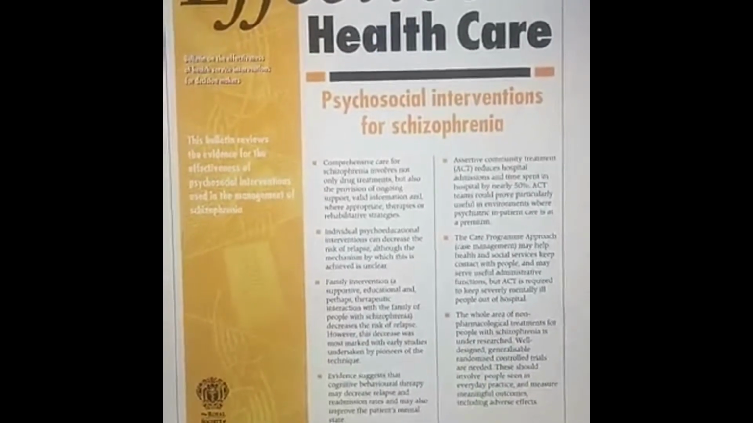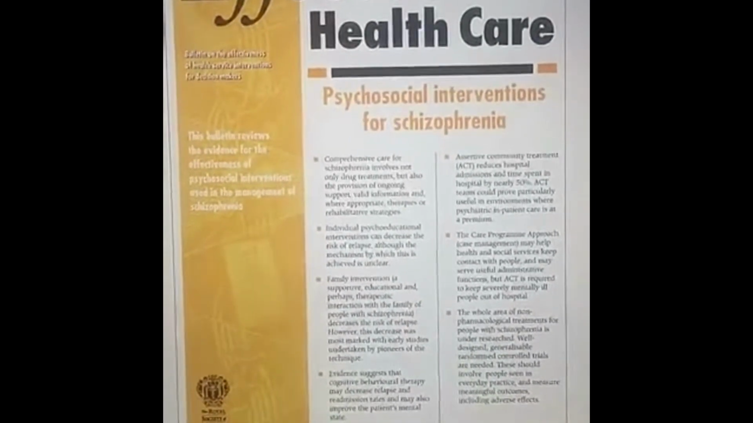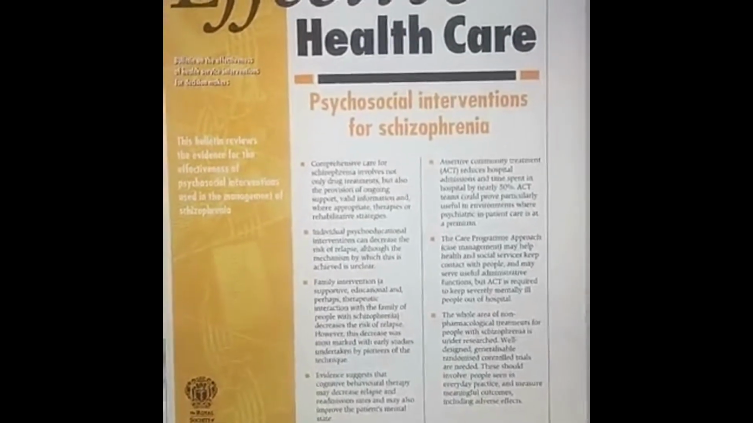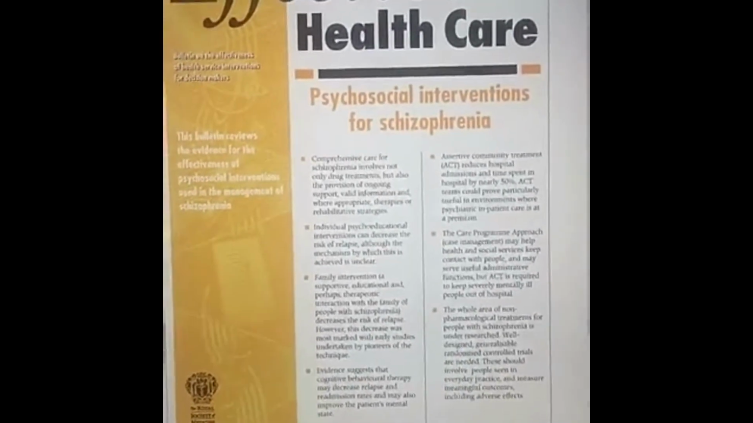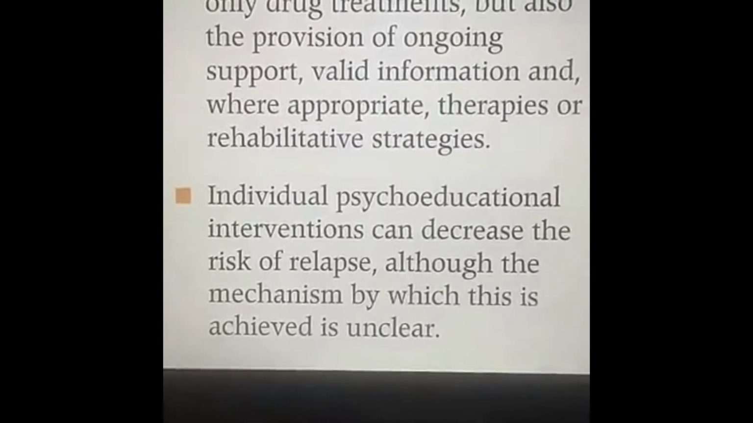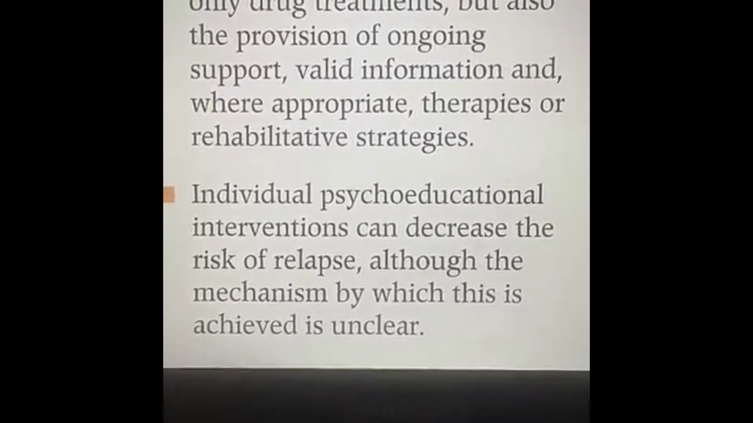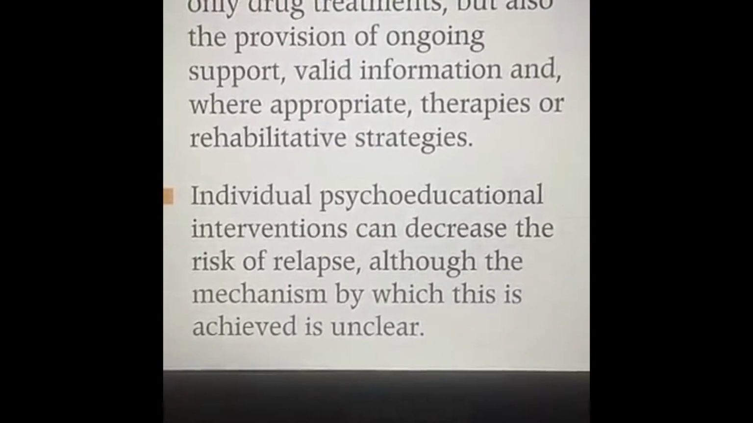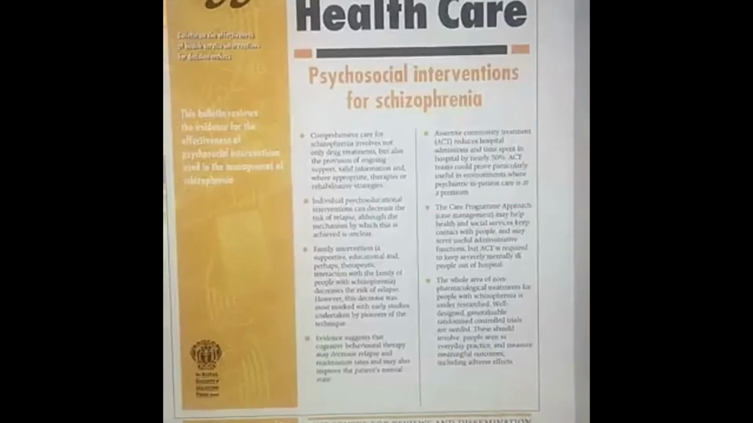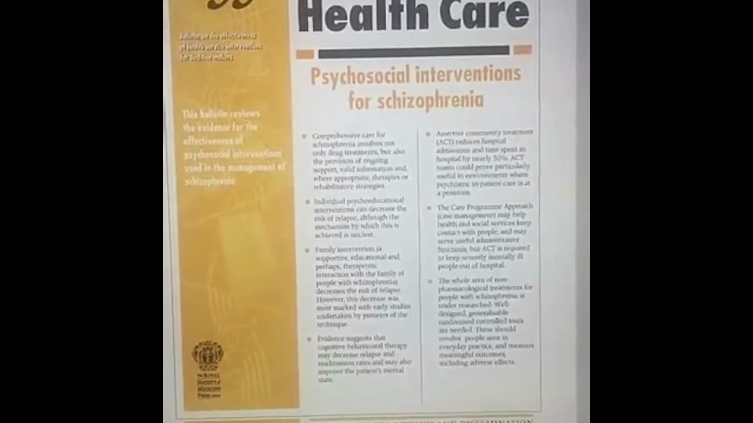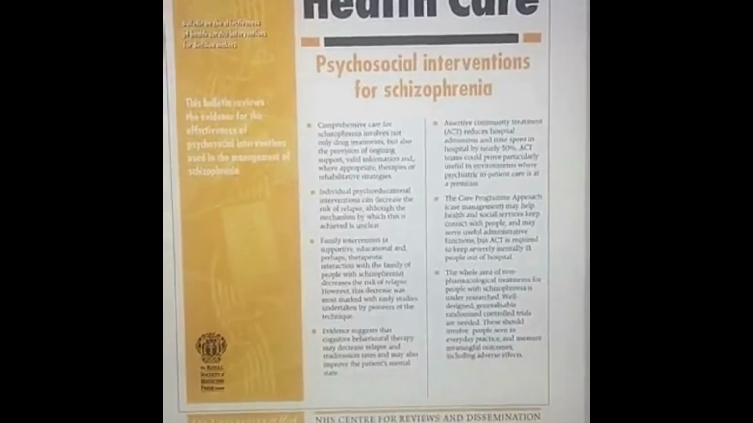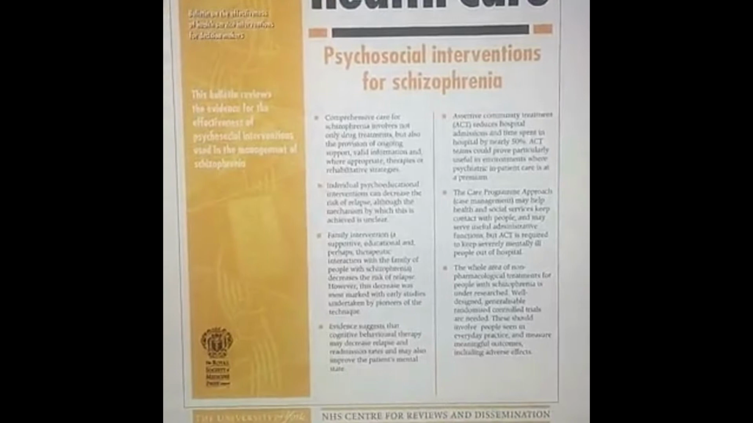In schizophrenia, we also use psychosocial interventions. What are the psychosocial interventions that we use with schizophrenia? As we all know, comprehensive care for schizophrenia involves not only drug treatments, but also the provision of ongoing support and valid information. Psychosocial interventions in schizophrenia are divided into three groups. What are the groups? I'll tell you.